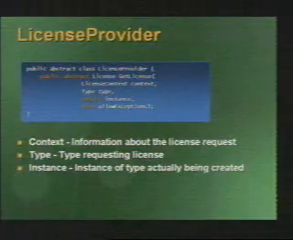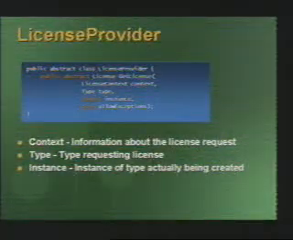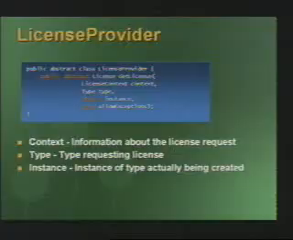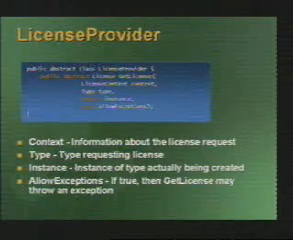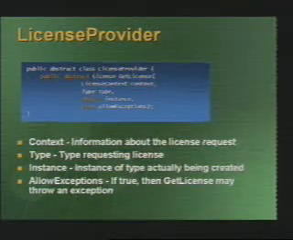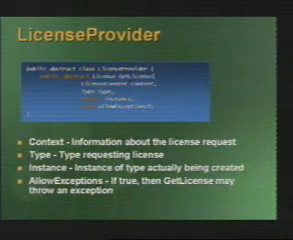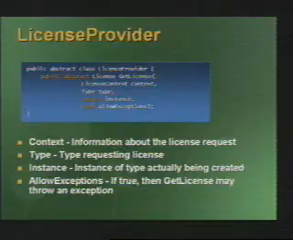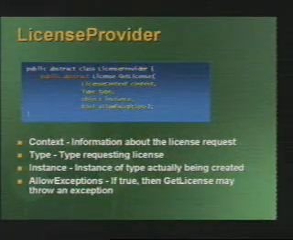Type: what is the type requesting the license? Is this a button? Is this a my control? Is it a list box? The instance is the actual instance of the control, if you need to access any information about the actual live created object instance, that's passed in as well. And allow exceptions: this says whether the method is allowed to throw exceptions, or should it just return null if it fails and allow the license manager to do the right thing? That's generally the way that it works, but there are certain cases where the user calls directly on the license manager, and you may want to throw some exceptions, and the license manager will allow you to do that.